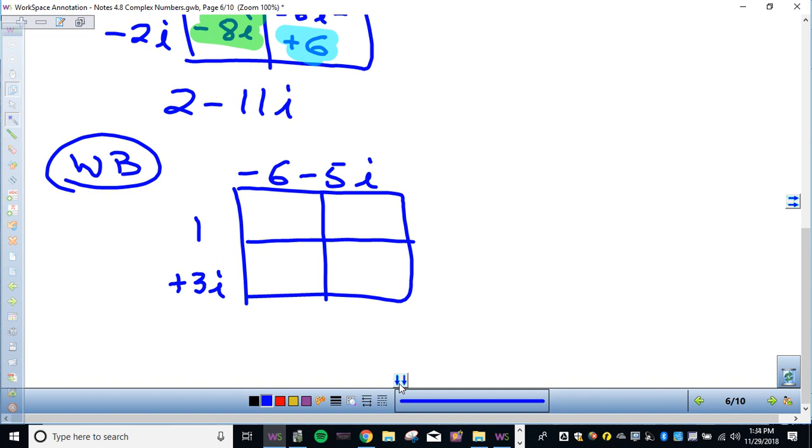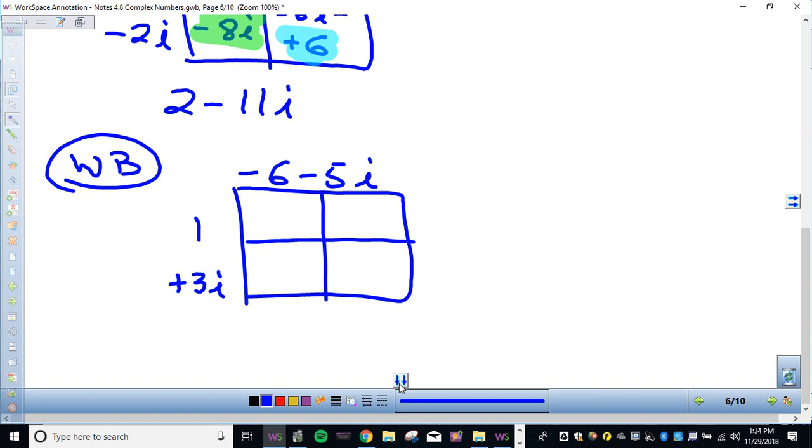Should be minus. You multiplied these two wrong. This times this. What's that? 3i times... Oh, wait. No. That should just be negative 5. That's all. Good job. 9.